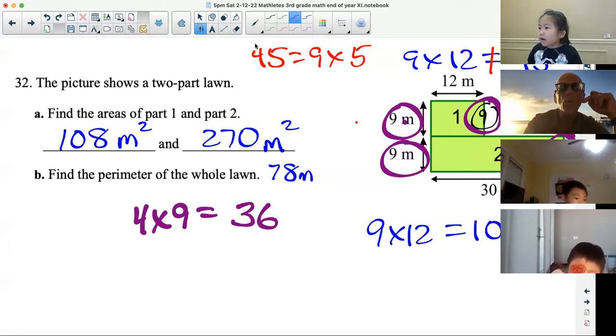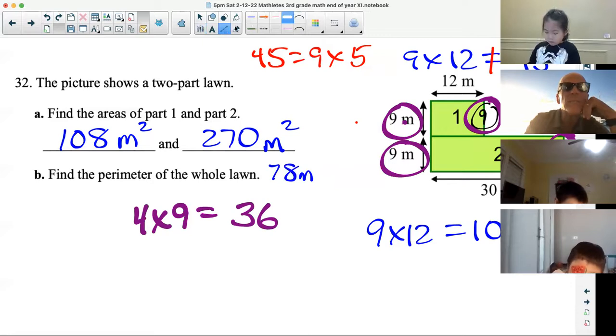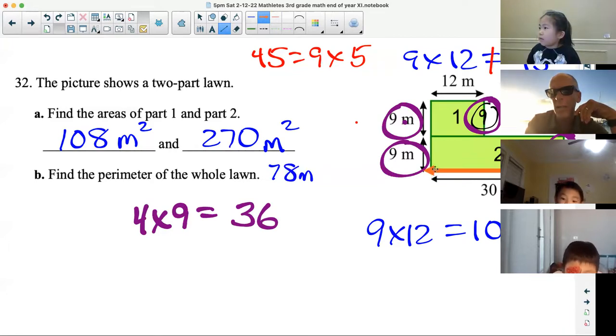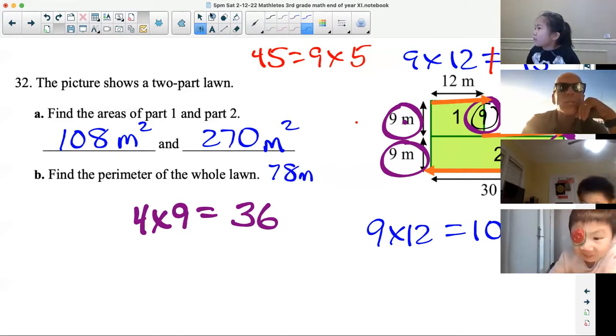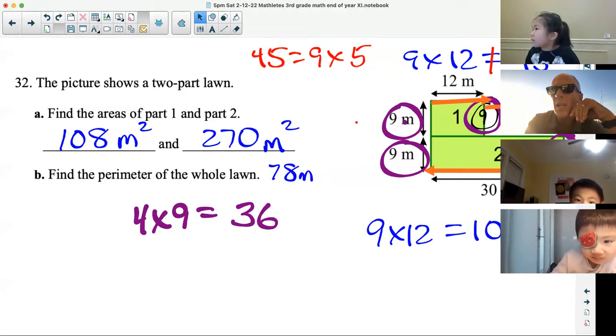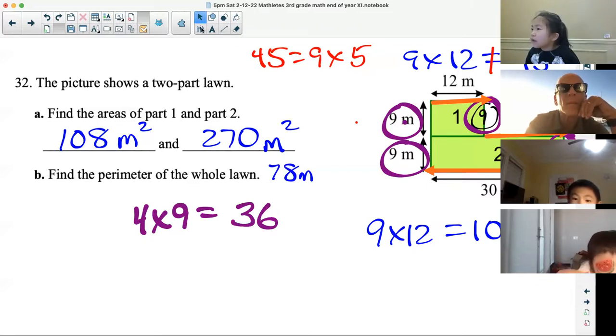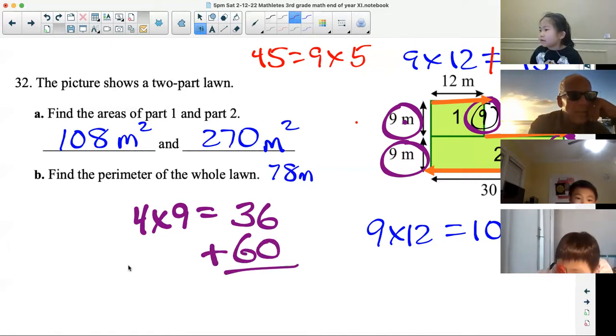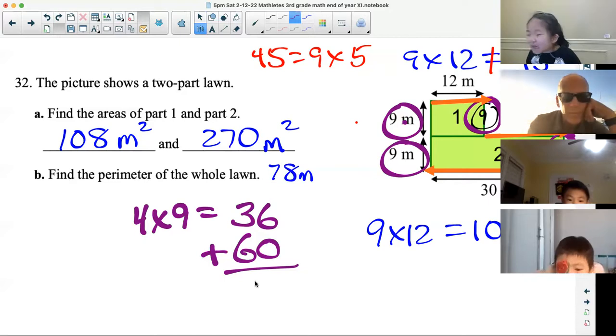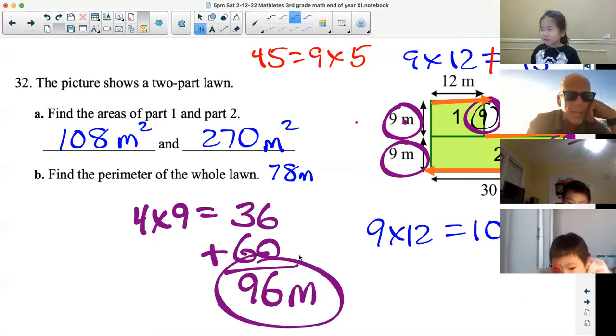36. Now, do you guys agree that this segment here is 30 long? Yes. What about this segment plus that segment? 30. So these two segments together equal 30. And 30 plus 30 is? 60. Yes. And 60 plus 36 is? 96. And that, everybody, is the perimeter.